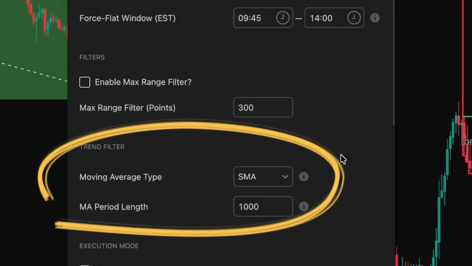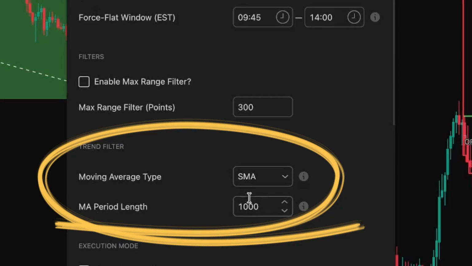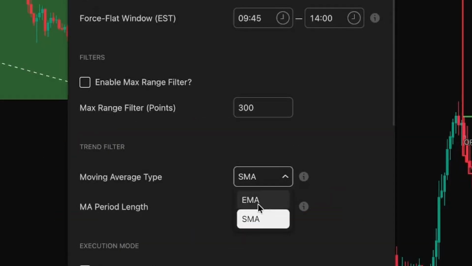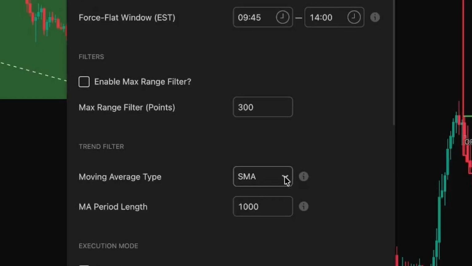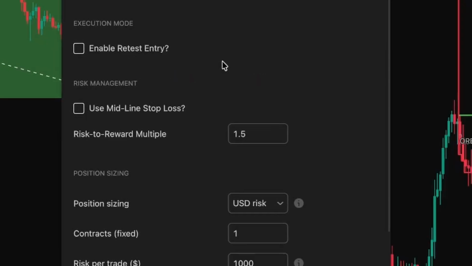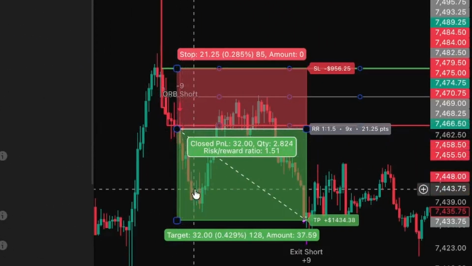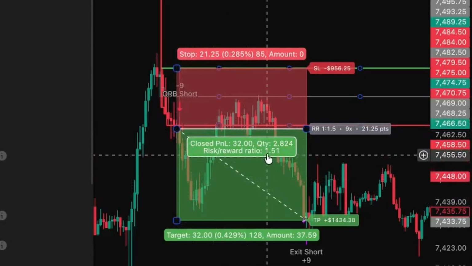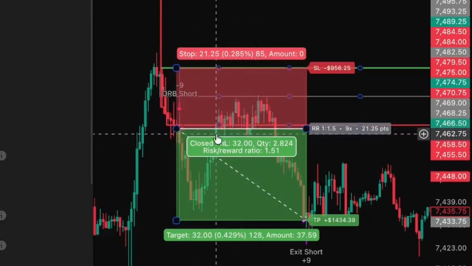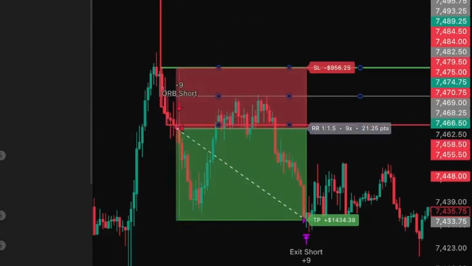So here's the actual SMA that I use. Like I said, it was the 1000 SMA, but I did add you can do EMA as well. It doesn't perform as well with the EMA, but I added an option if you want to try it. I also added this execution mode. What this execution mode does is, when the price breaks the actual ORB and then pulls back in and gives you a rejection, actually testing where it broke, you can take an entry there.